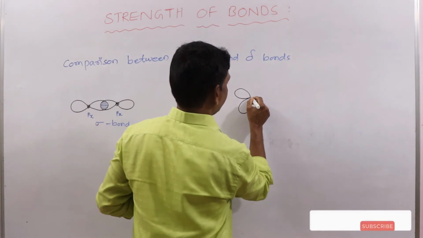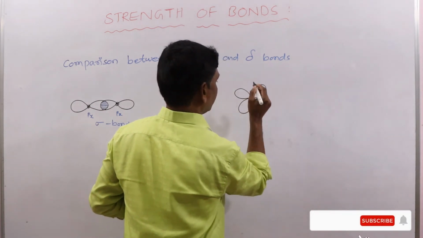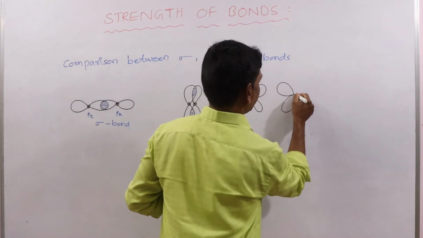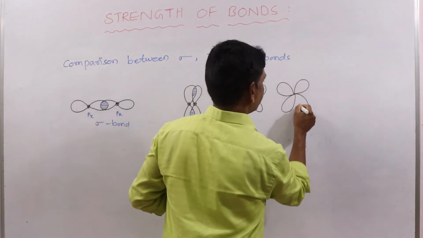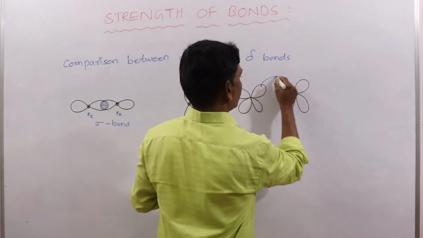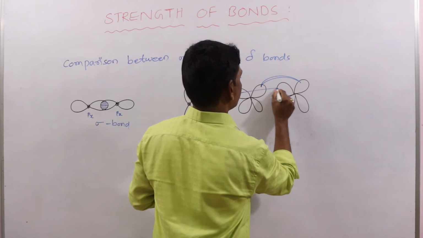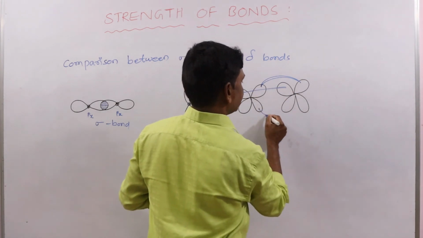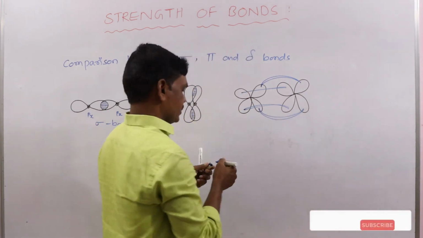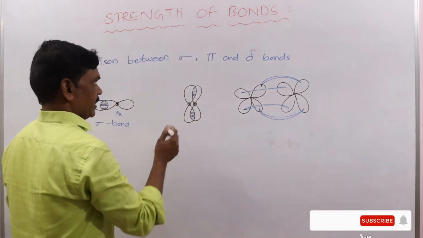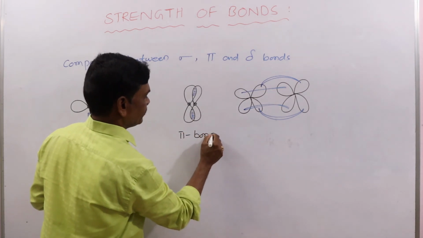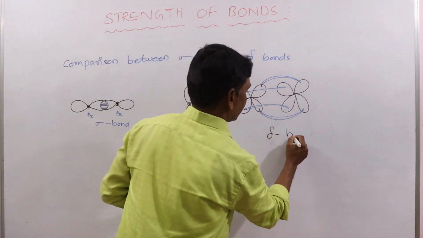It is a d orbital, and here also the same, another d orbital. We know that all four lobes overlap with each other. So that is known as the delta bond. So now this is a pi bond and this is a delta bond.